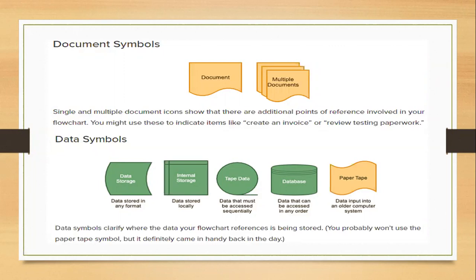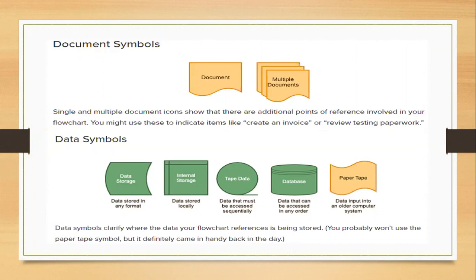in our flowchart. That means if we want to use or indicate items like creating an invoice or reviewing and testing paperwork, we will do it with the help of this one, because that shows them laid one by one, overlapping. So this is represented with the help of multiple documents. Next thing is data symbols.